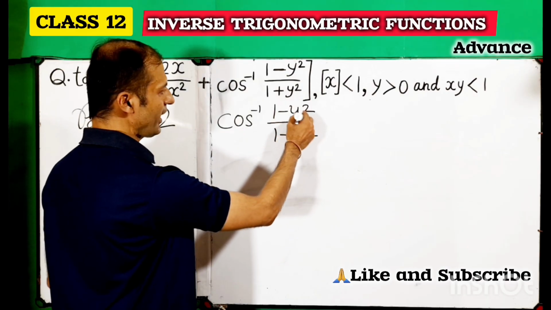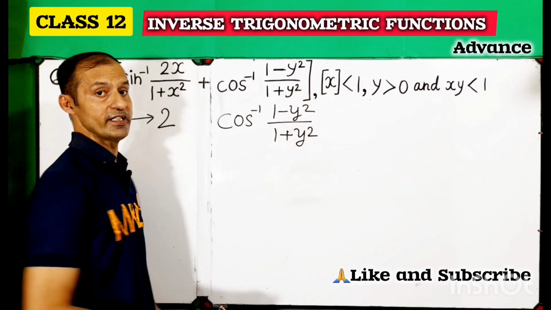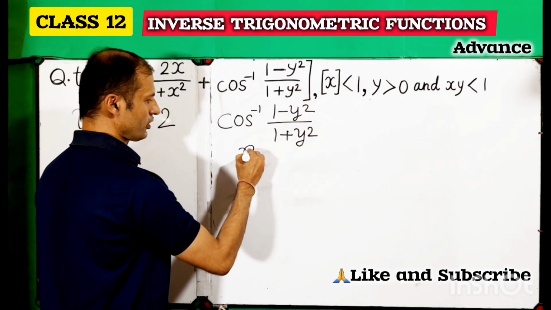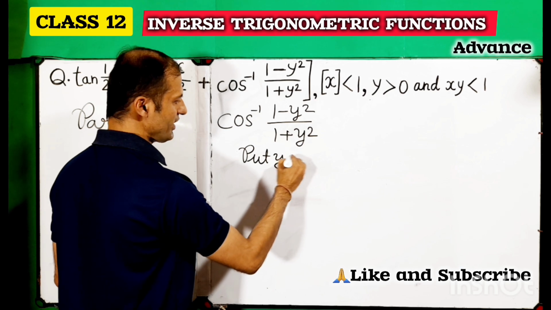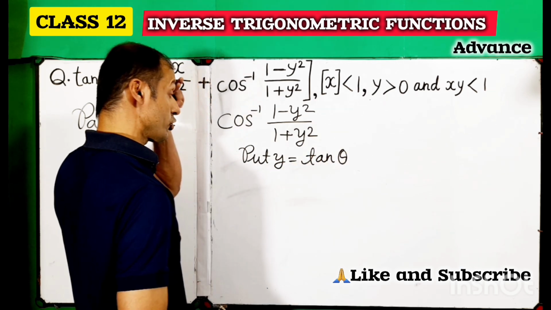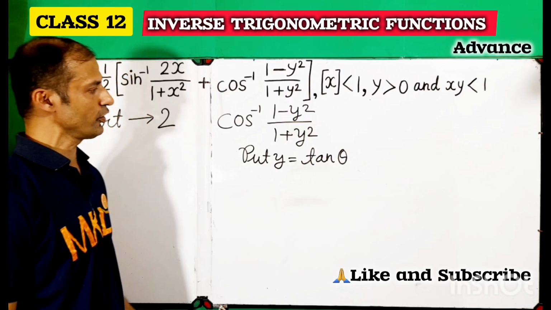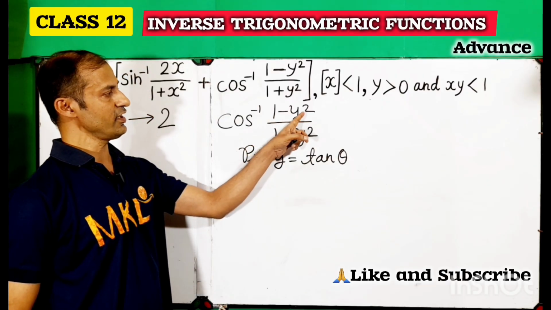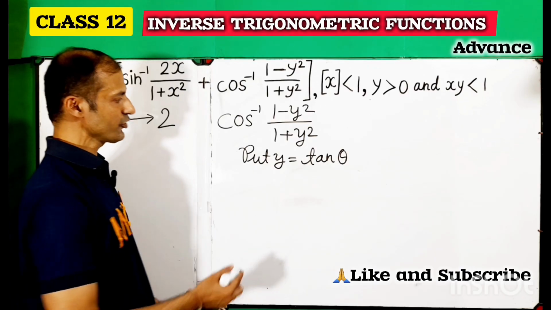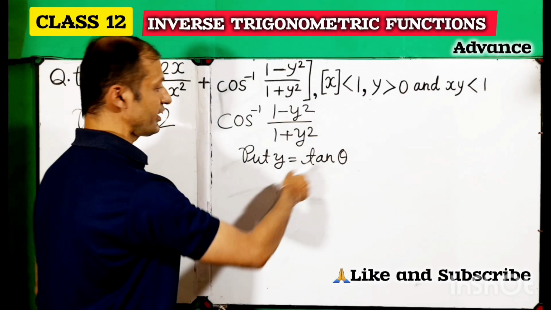We'll use tan theta in place of y, students. So here put y is equal to tan theta, because we know the cos 2 theta formula. Cos 2 theta is equal to 1 minus tan square theta upon 1 plus tan square theta. But students, please remember, we have used theta before.